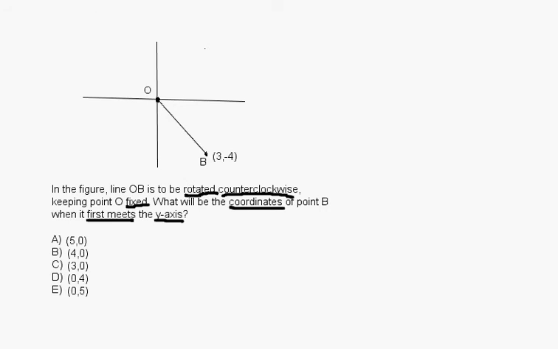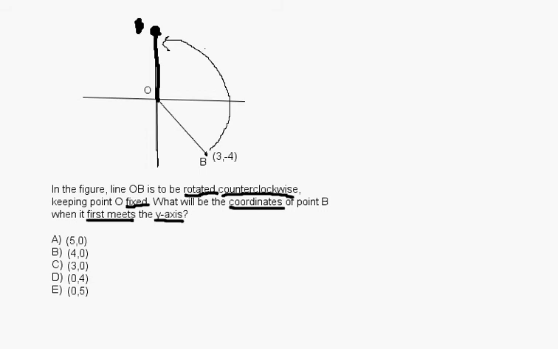So, the task is that we are going to rotate this line counterclockwise until it meets the y-axis, which is this line. And when it meets the y-axis, our line B will look like this. And there's B. So, we need to figure out what the coordinates of this point will be. How do we do that?